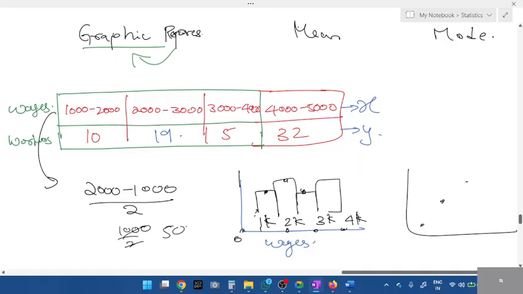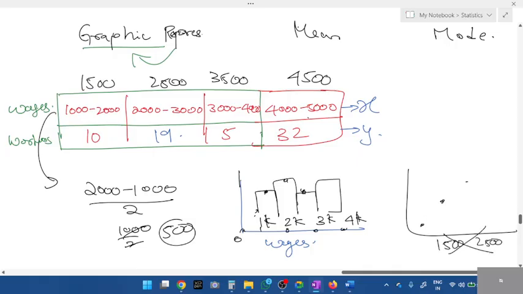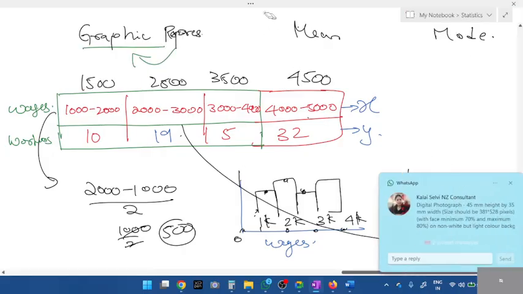500. This 500 you should add with all the first numbers, right? 1000 plus 500, 1500, 2500, 3500, 4500. Okay. But while writing, students, don't write 1500, 2500. Remember this, 1500, 2500 is wrong. Whatever values are given, write those. But while plotting the graph, you have to take the class interval, class marks. Take class marks.